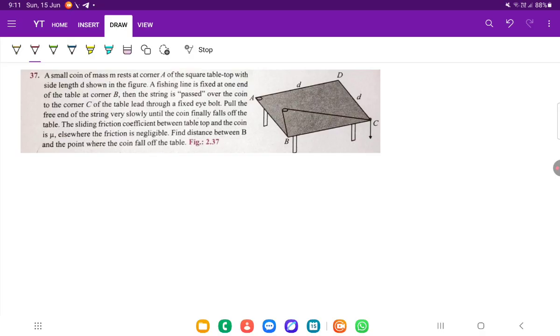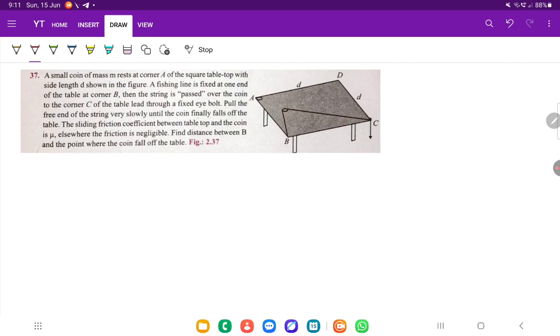The sliding friction coefficient between tabletop and the coin is mu. Elsewhere the friction is negligible. Find the distance between B and the point where the coin falls off the table, and a figure is also given.